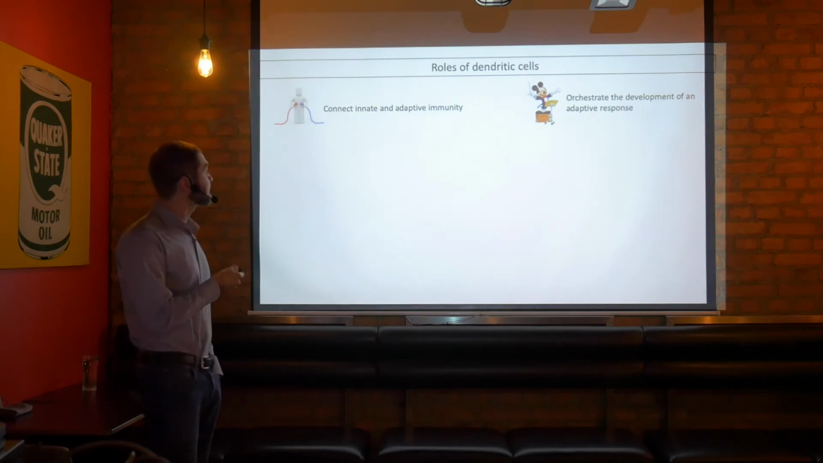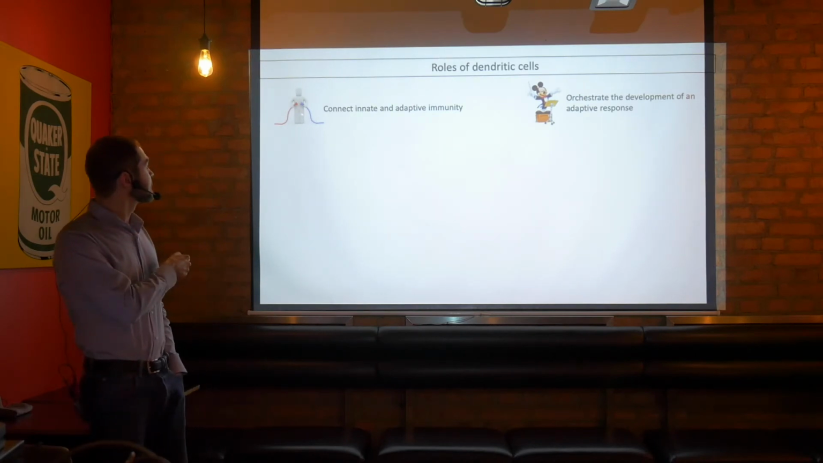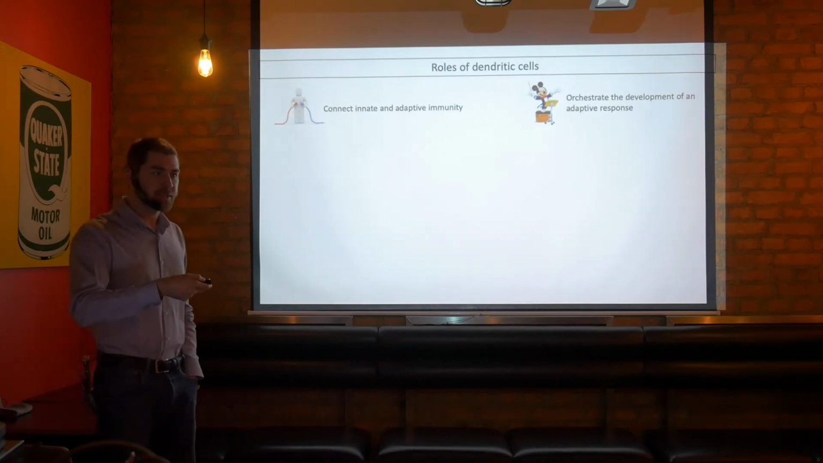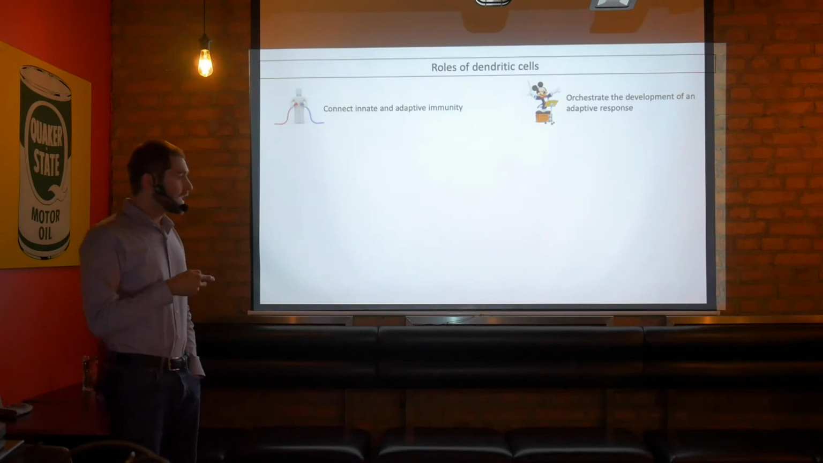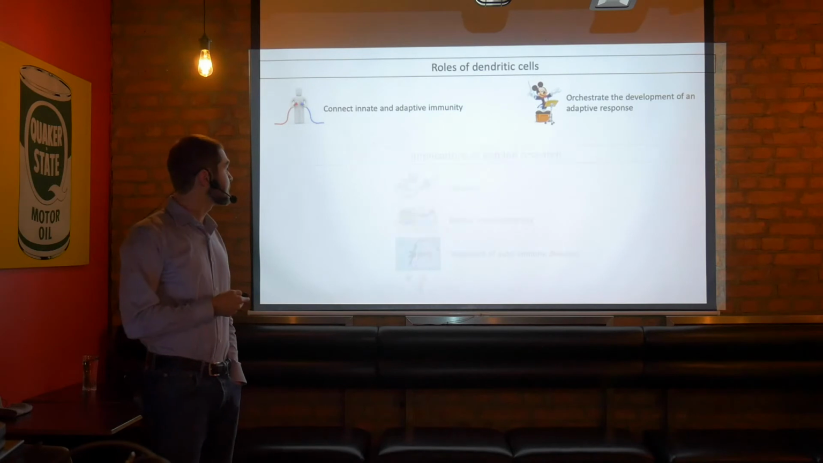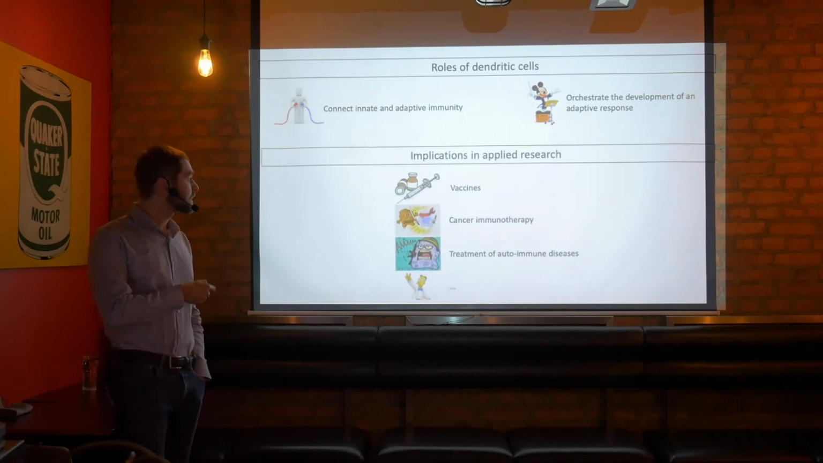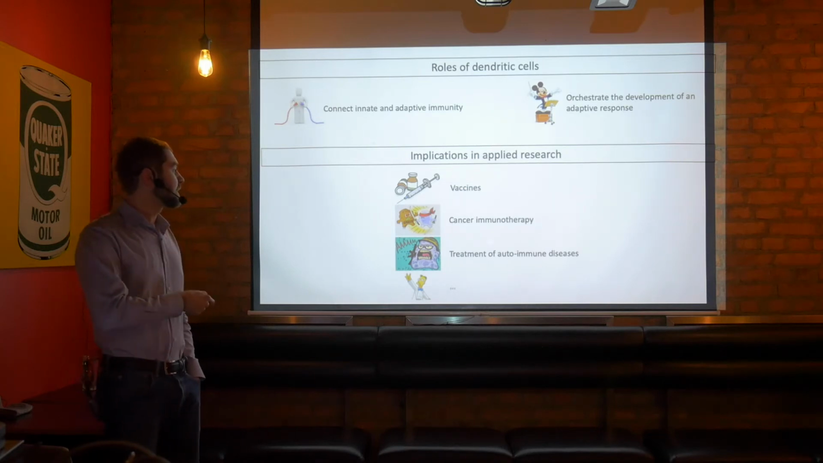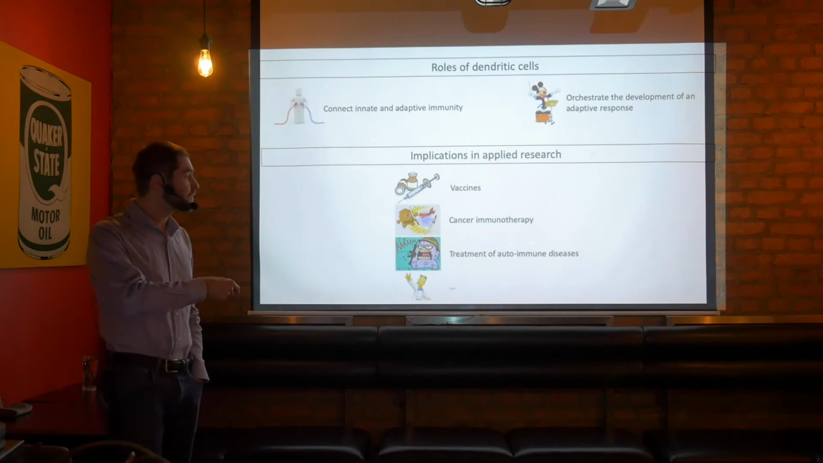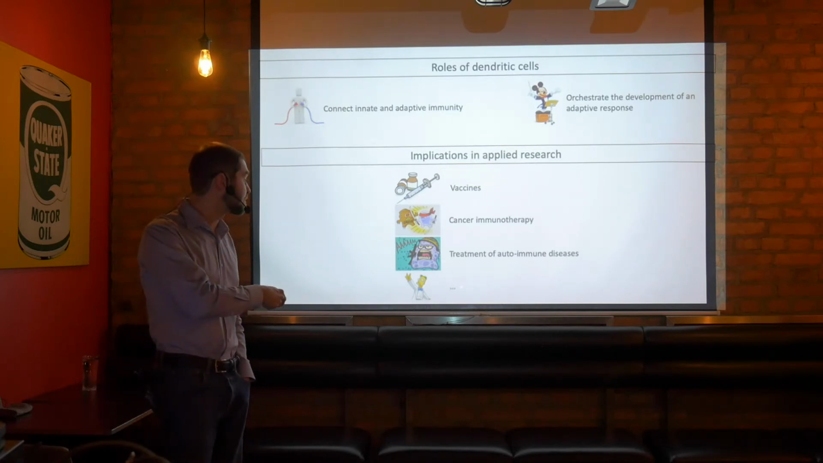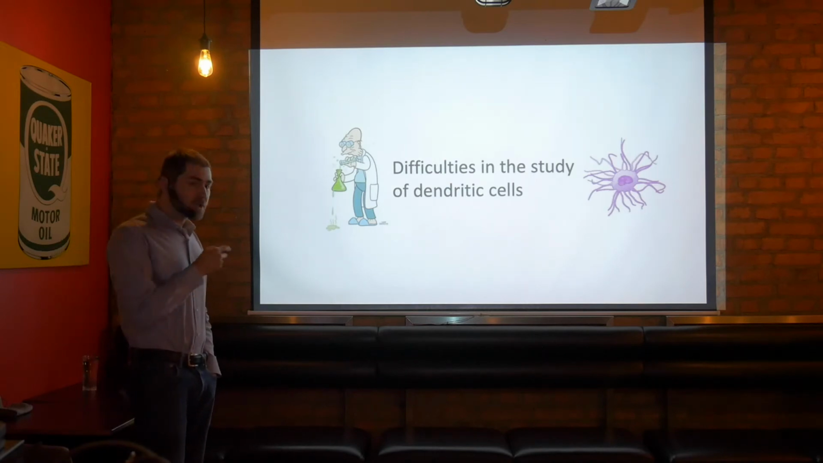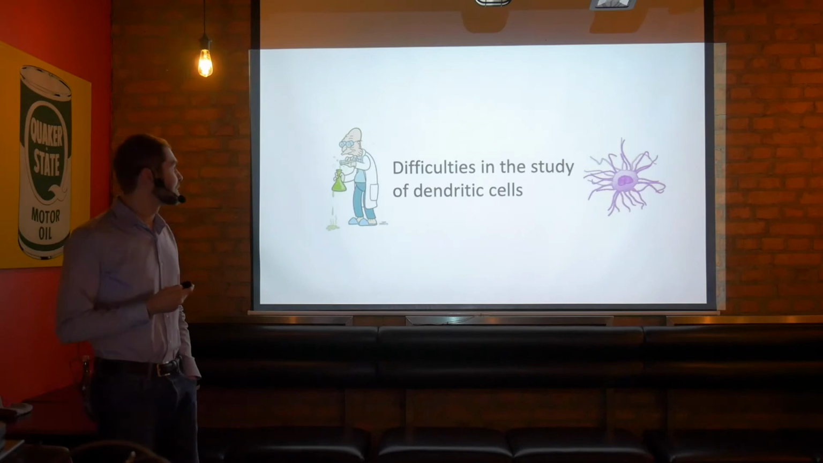So we have seen that the role of dendritic cells is to connect the innate and the adaptive immunity, and to direct the development of an appropriate immune response. And this is important to us, this is interesting, because if we know how dendritic cells work, we can exploit their mechanisms to generate better vaccines, or to develop better strategies for cancer immunotherapy, for treatment of autoimmune diseases, and many else. But there is a problem. Dendritic cells are difficult to study. And I'm going now to illustrate to you why they are difficult to study.